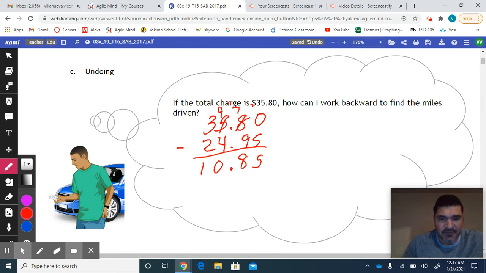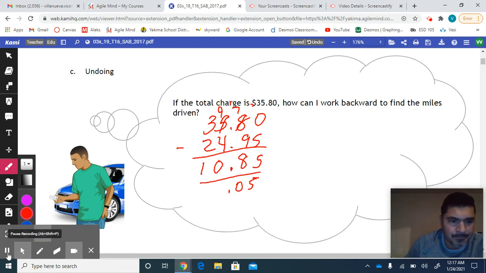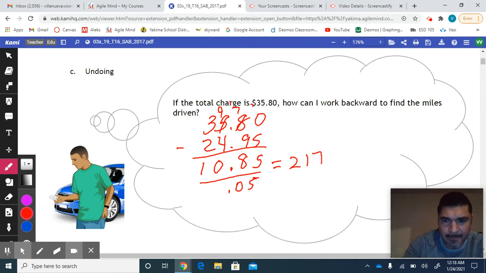Okay, so with this $10.85, I'm going to have to divide that. I have to find out how many nickels that is. So I have to divide this by 0.05. I'll go ahead and write that here. And our answer is 217 miles.